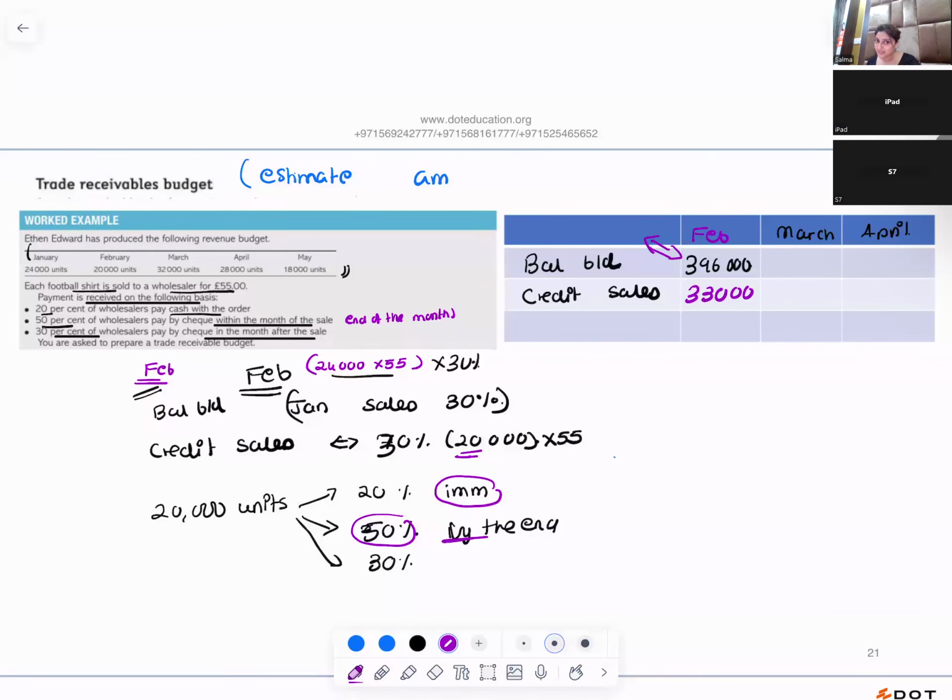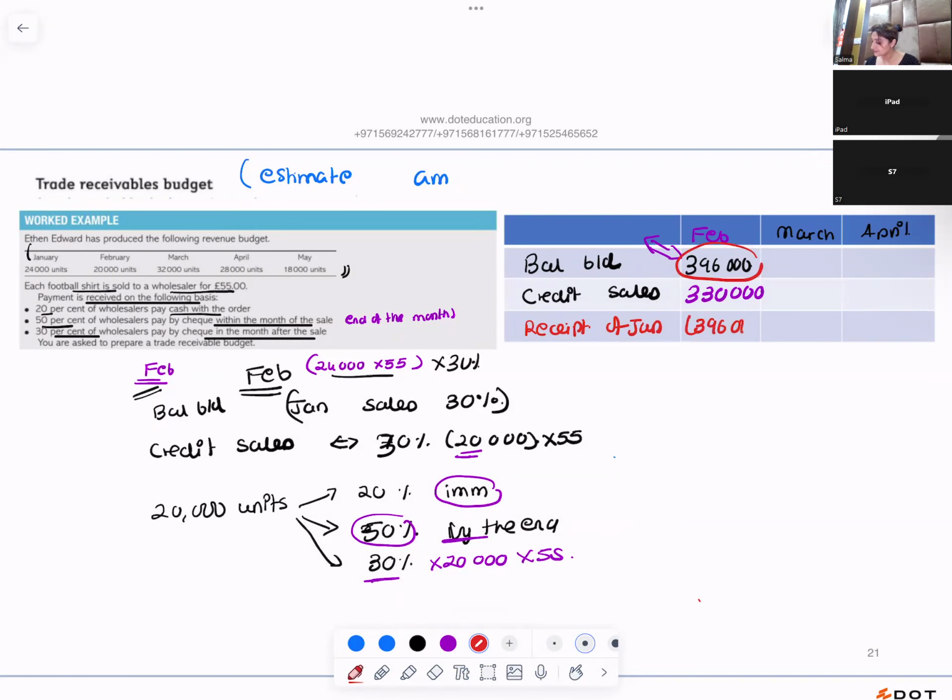So they are not credit sales at the end of the month. So again, credit sales for the current month is only how much? 30% of 20,000 units into 55. 6 into 55 would be 330. And then in this month, you're again going to receive the money of the January sales, 396.